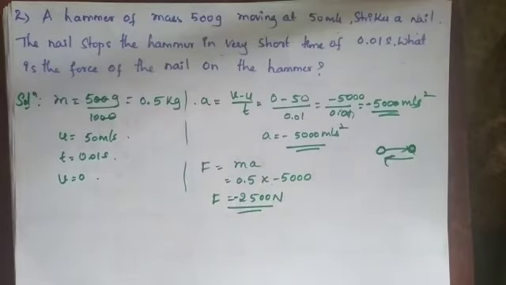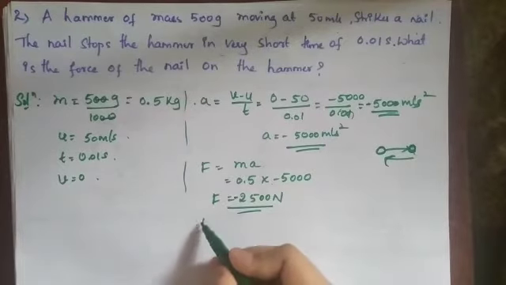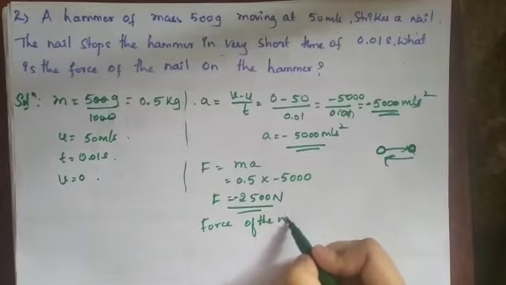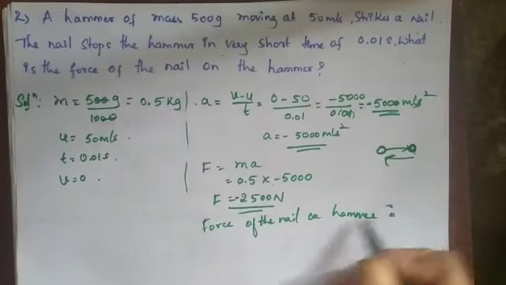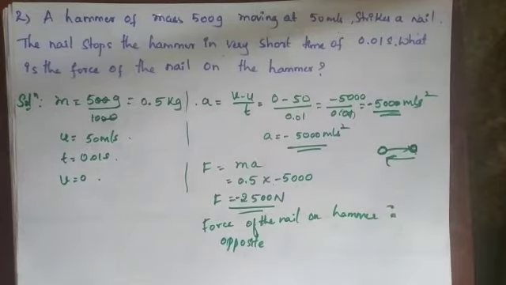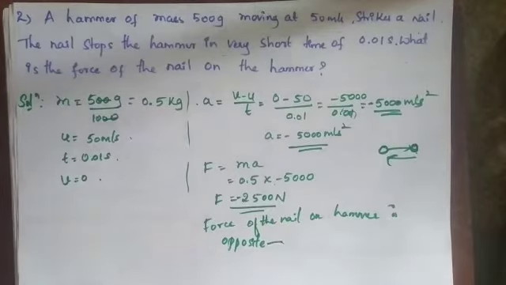Okay, so this is about the second problem. While concluding at the last, you have to say the force of the nail on the hammer is opposite. You have to mention this. You can say the force of the nail is opposite to the direction of motion. If you have not concluded this, whatever you have solved will be wasted, because at last the evaluator will observe this.